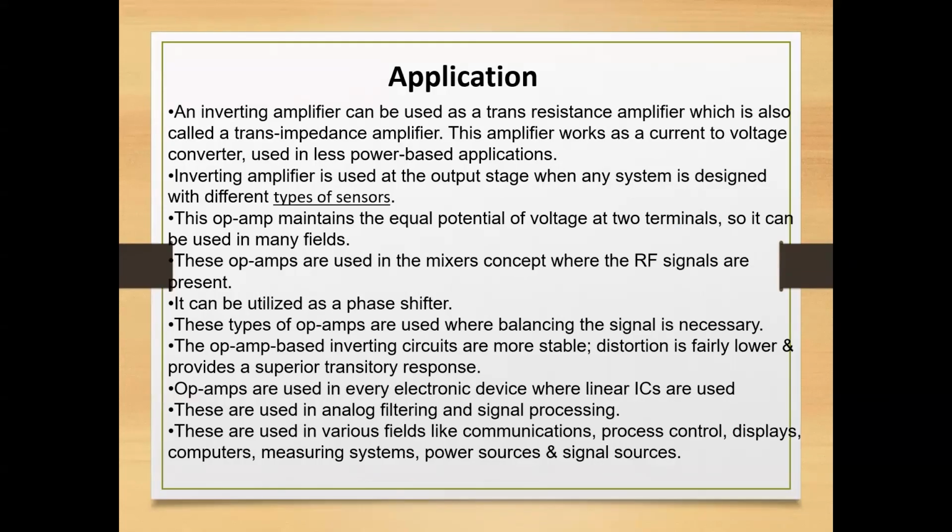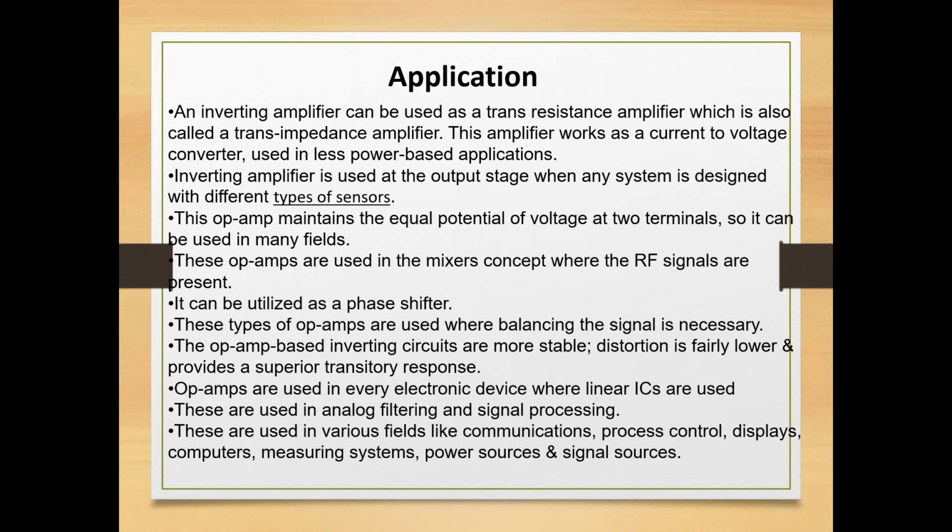There are many applications of the operational amplifier and some are listed below. An inverting amplifier can be used as a transresistance amplifier, which is also called the transimpedance amplifier. This amplifier works as a current to voltage converter used in low power based applications.